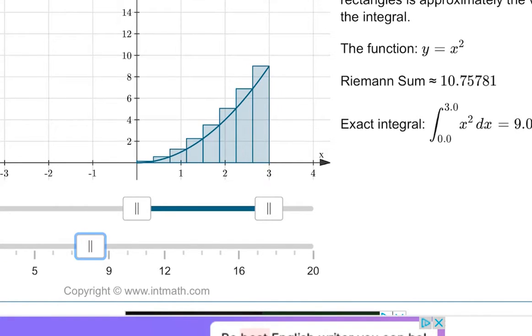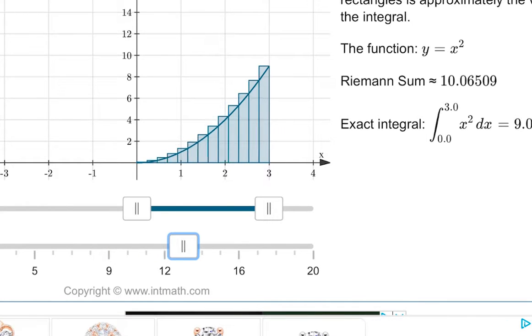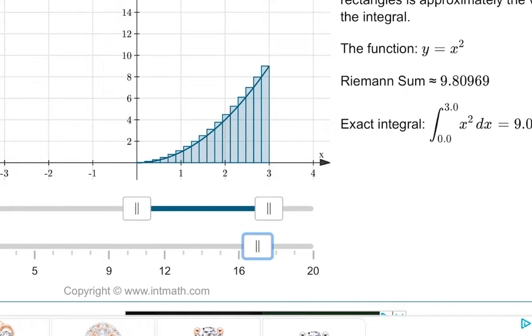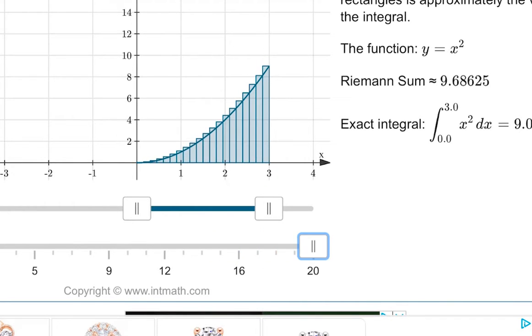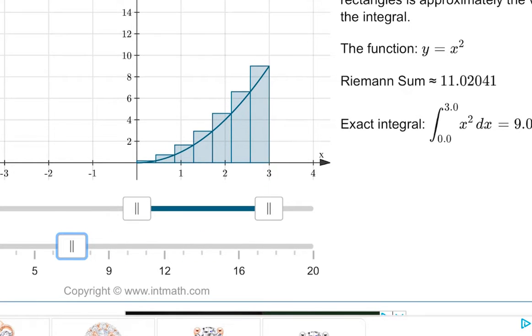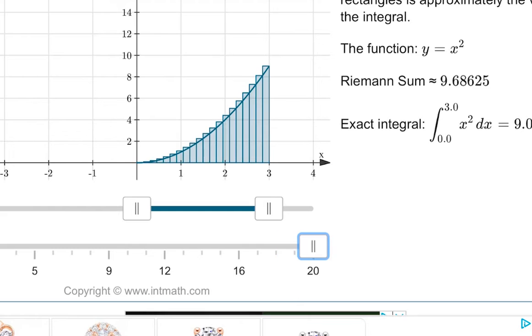Right? More rectangles means I'm getting closer and closer to those rectangles approximating the curve, right? And less area. So with 20 rectangles, the error is about 0.7. So 9.68 is the area of the rectangles, and the exact integral is 9. But again, remember, when I have less rectangles, there's more error, which totally makes sense. So you want to have n as big as it can possibly be.